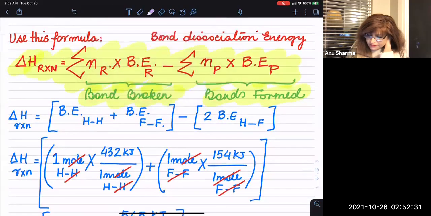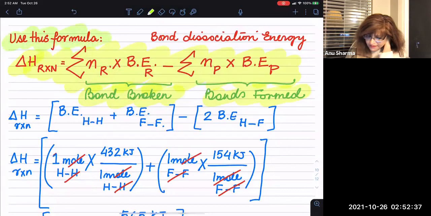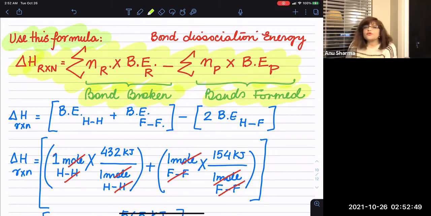That formula is this: delta H of a reaction is the sum total of the number of bonds of the reactants times the bond energy of the reactants, minus the sum total of the number of moles of the products times the bond energy of the products. Here we have the bond energy of the hydrogen-hydrogen bond, and there is just 1 mole times 432 kilojoules per mole, plus the fluorine-fluorine bond, there's only 1, so 1 FF times 154 kilojoules per mole.